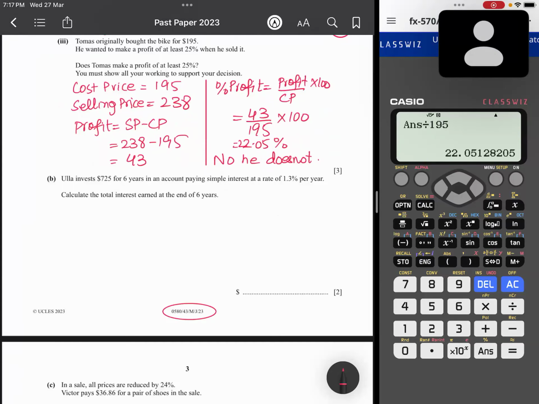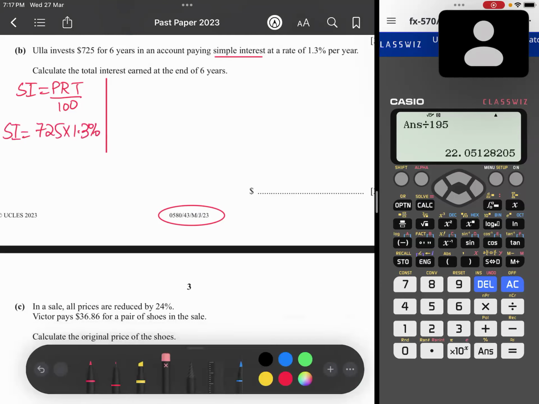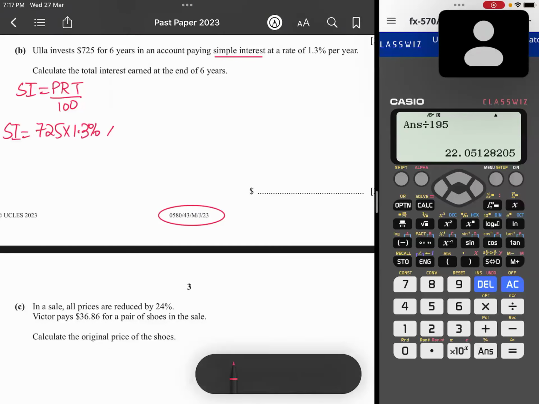Then they say in the last part, beta, this is the paper we are solving: 0580/43 May June 2023. You have this in your yearly booklet. Ula invests $725 for 6 years in an account paying simple interest. Whenever you see the name simple interest, write the formula. Simple interest is equal to PRT divided by 100. Now she is investing $725, 6 years is the time and the rate is 1.3%. So calculate the total interest earned. No need to find the final amount. Simple interest is equal to $725 multiplied by the rate, which is 1.3%, and the time for this investment is 6 years.